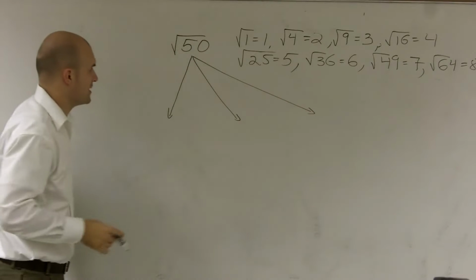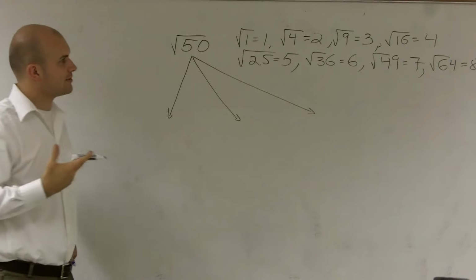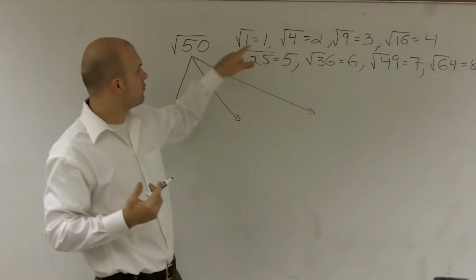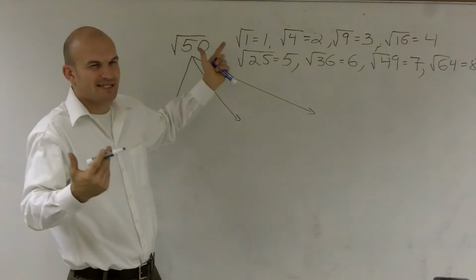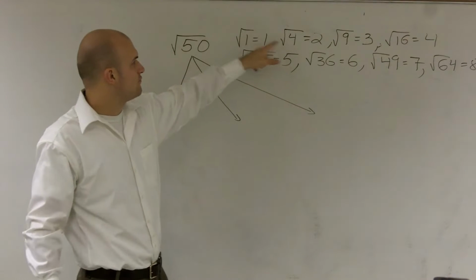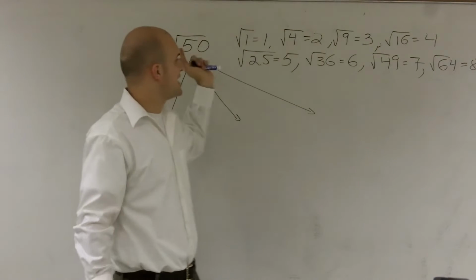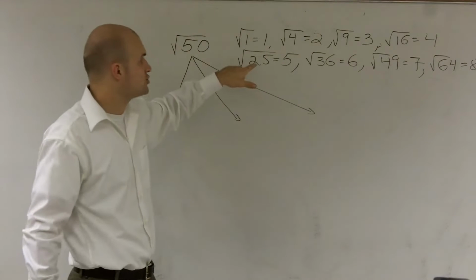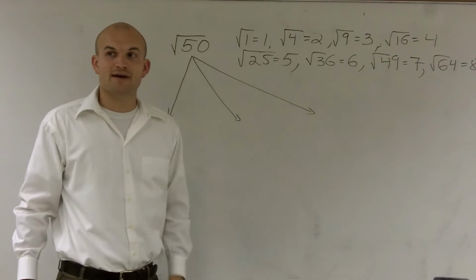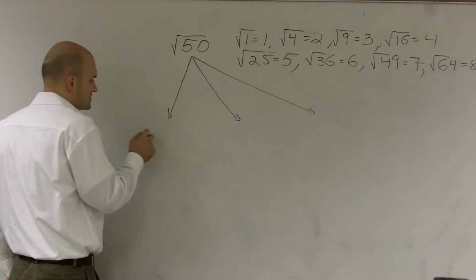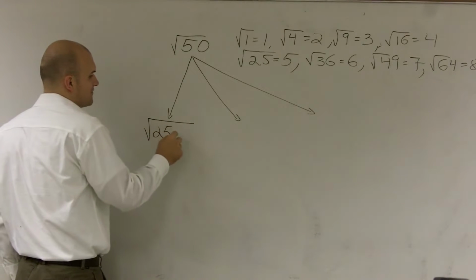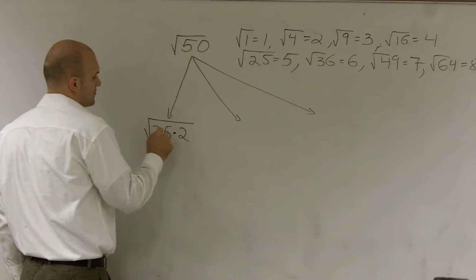Okay, the first way is I'm going to say, well, what square numbers go into 50? And you could say, well, let's look at all these numbers. 1 obviously goes into 50, but I'm not going to simplify, right? 4 does not go into 50. 9 does not go into 50 evenly. 16 does not go into 50 evenly. 25 does. How many times does 25 go into 50? It goes in there 2 times. So what I'm going to do is, instead of writing the square root of 50, I'm going to rewrite the square root of 25 times 2.